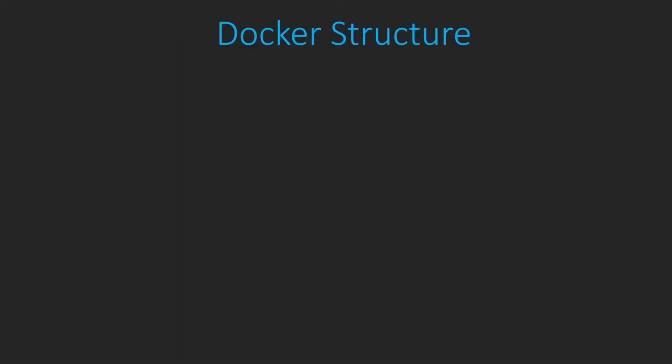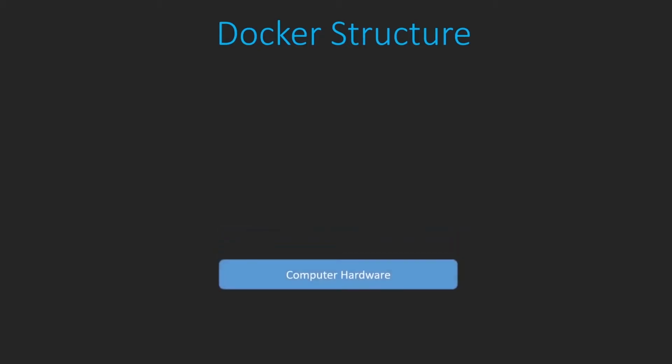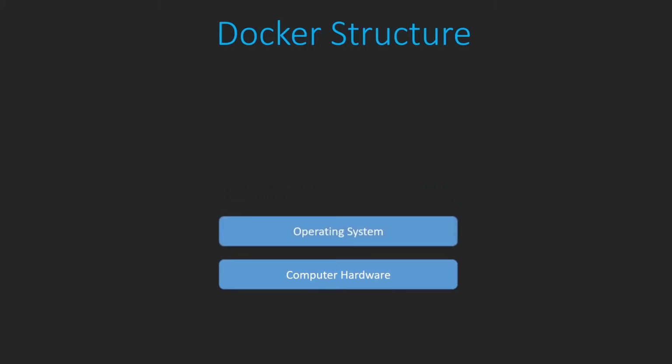So when looking at the Docker structure, we have the computer hardware. The computer hardware includes the hard disk and RAM and other parts of the computer. And then on top of that, we have the operating system installed. The operating system could be Windows, Mac, or Linux, anything you can imagine. And then on top of the operating system, we have Docker.